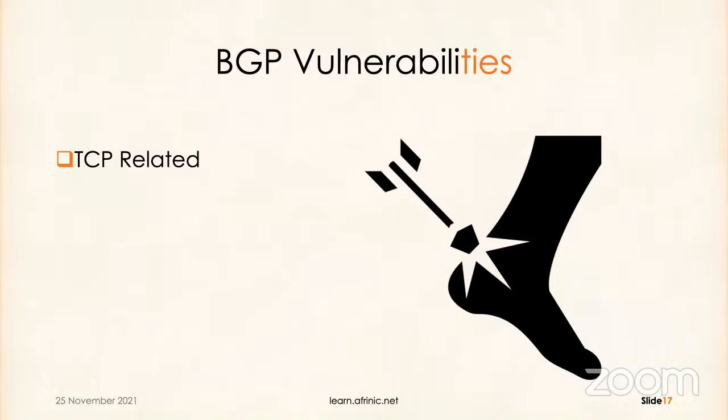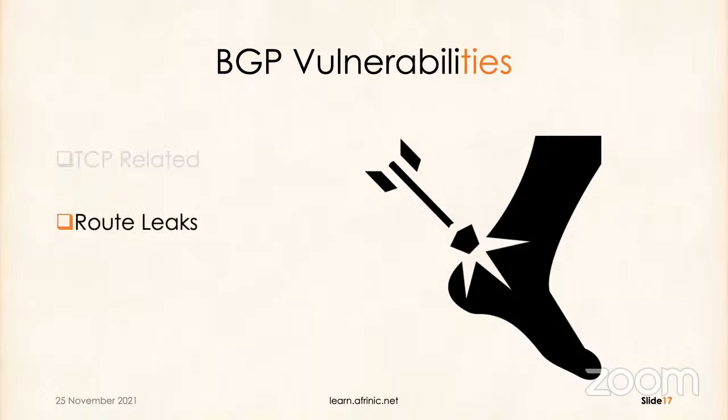So whether it's TCP SYN or TCP SYN-ACK, an attacker can disrupt session establishment between two BGP speakers by just spoofing a particular packet with the appropriate sequence number. And even after the TCP session has been established, BGP is still vulnerable because you can still spoof the actual BGP messages.